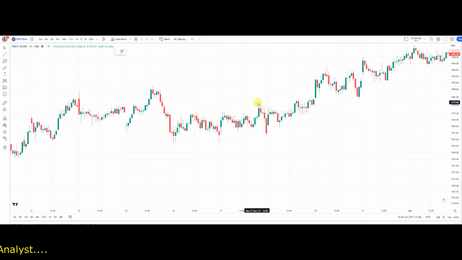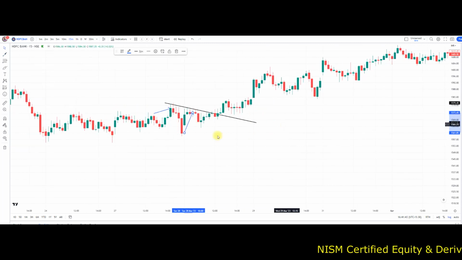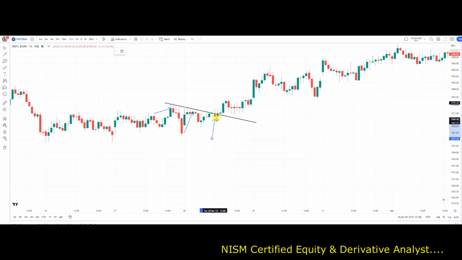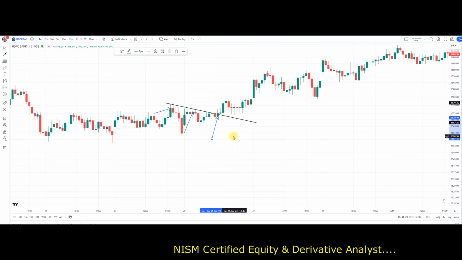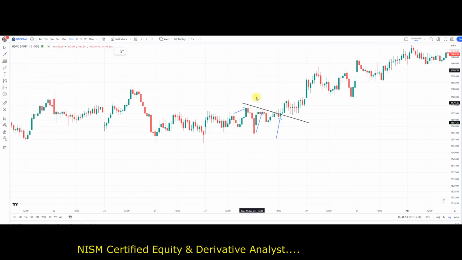Here I am trying to draw the trend line and I am touching the wicks. It can touch the wicks or the body, but the touches should be more than 3. Here is one touch. Here we got multiple touches, 2-3 candles are touching. Again we got a third touch here. So one can enter into the long trade above this trend line, that is above this green candle.